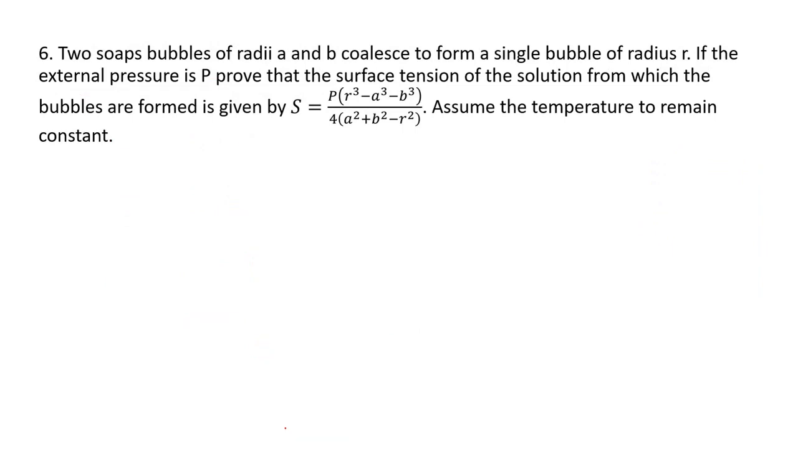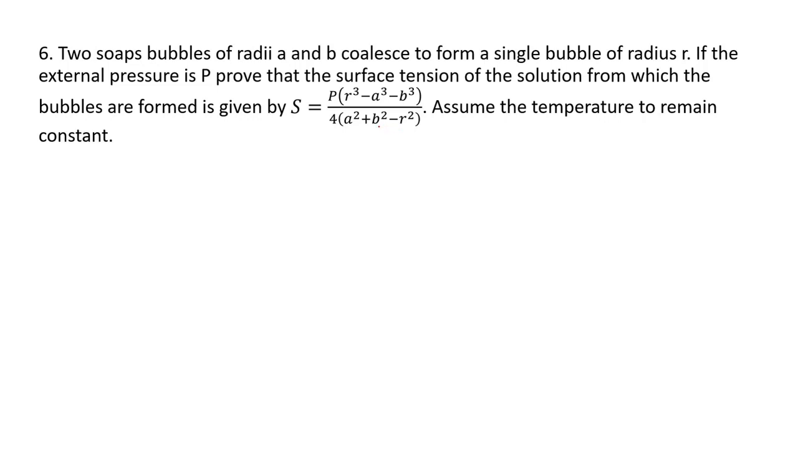Next question. Two soap bubbles of radii A and B coalesce to form a single bubble of radius R. If the external pressure is P, prove that the surface tension of the solution from which the bubbles are formed is given by this equation, that is S is equal to P into R cube minus A cube minus B cube divided by 4 into A square plus B square minus R square, and assume that the temperature is constant.